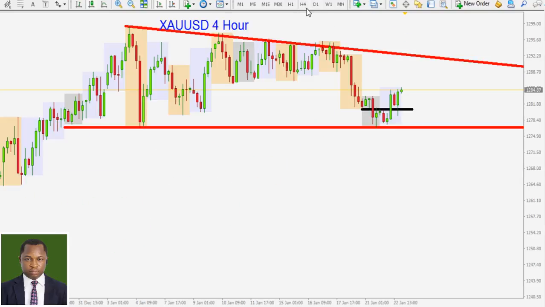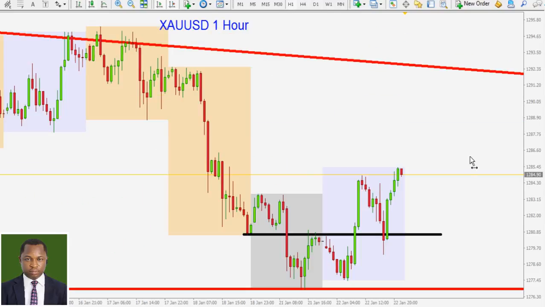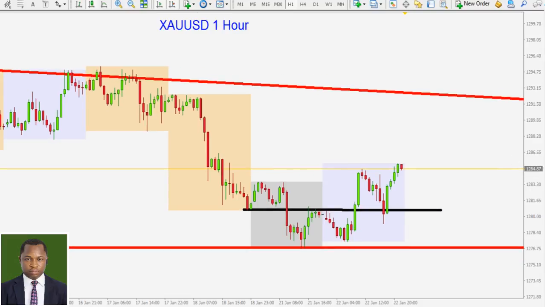Although we might not be taking an entry here, if you are interested in gold, please only search for long opportunities from now on. Of course, your stop loss has to be somewhere around that area. That should be your stop loss zone. It is bullish, it is turning to the upside, it should keep pushing to the upside.